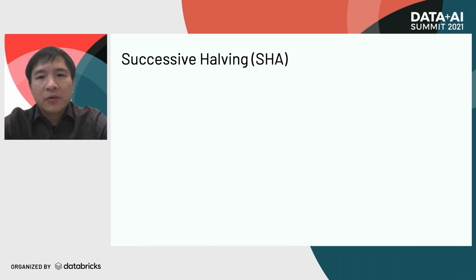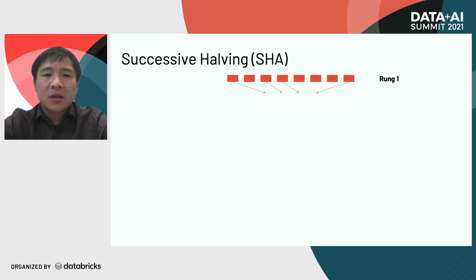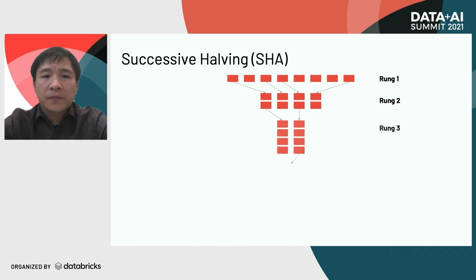Now let's quickly go through some well-known early stopping algorithms. The most basic one is successive halving. In this particular case, we start with 8 configurations, either randomly generated or specified by user. Then after running 1 epoch, we keep the top 4. Then run 2 epochs, keep 2. Then run 4 epochs, keep 1. In the end, we run 8 epochs on this configuration to get the final model.